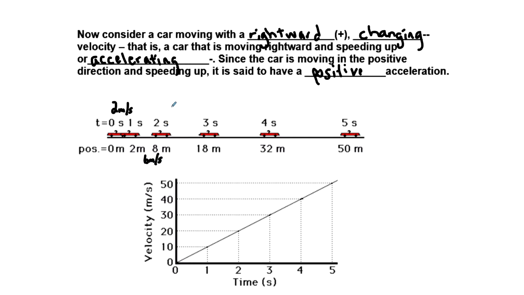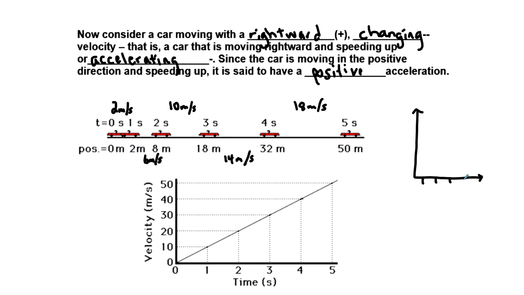Then it goes from 8 to 18. So that's 10 meters per second. Then 18 to 32 would be 14 meters per second. And finally, 32 to 50, well, that's 18 meters per second. So it's increasing its velocity over the time period, starting at 2 and finally ending at 18. Now, if we were to draw this on a position time graph, let's just take a peek at what that would look like.